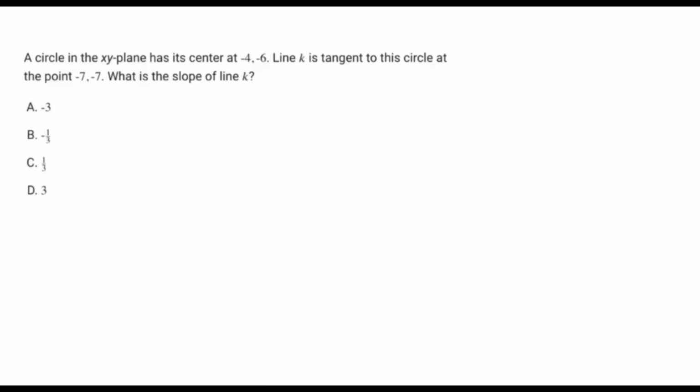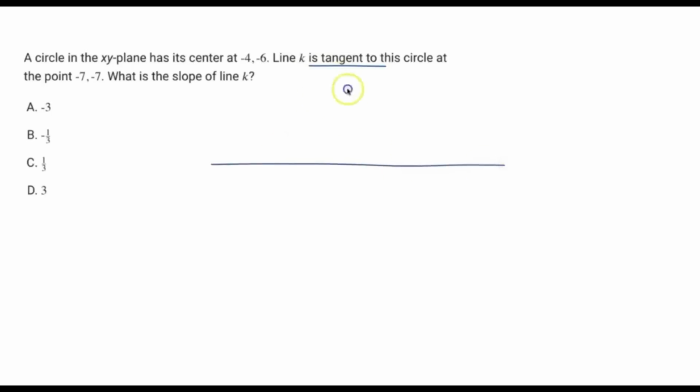A circle in the xy plane has its center at coordinates negative 4, negative 6. Line K is tangent to the circle at the point negative 7, negative 7. What is the slope of line K? So this is an interesting problem because when you talk about geometry on the SAT, you don't really get too much into the obscure concepts. So we have tangent lines on a circle. This one thankfully is quite simple and straightforward, so I'll show you how it's done.